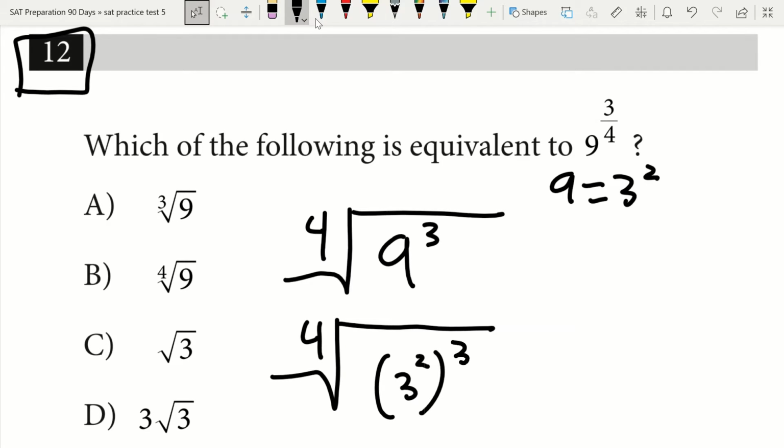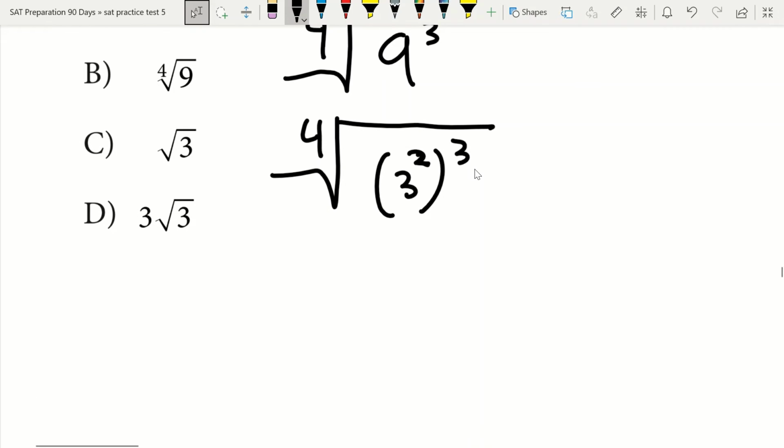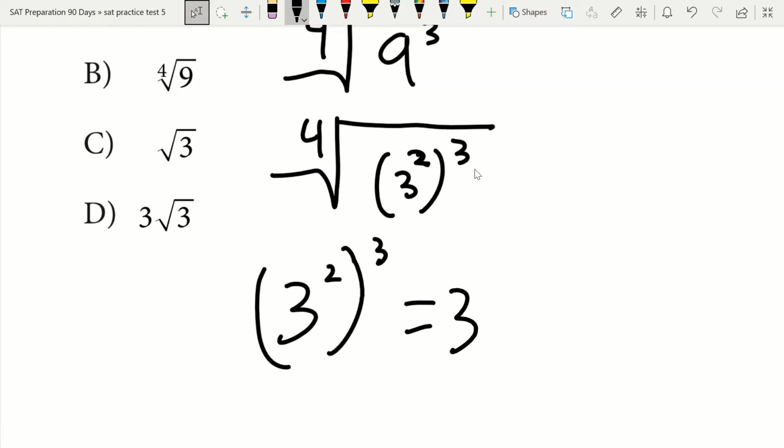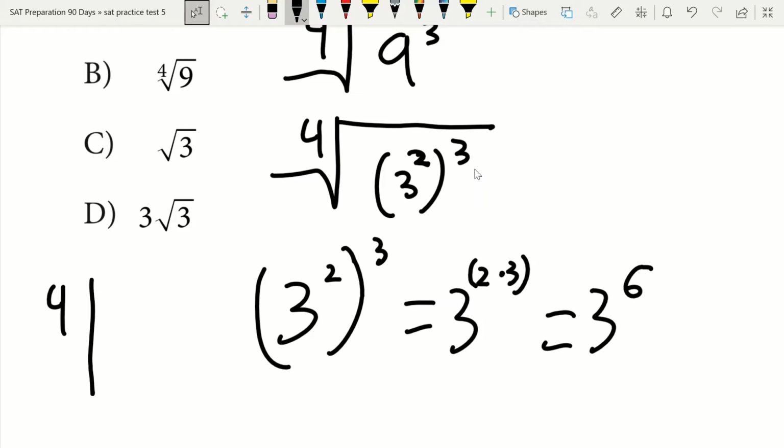3 squared to the third power. Now, one thing that we know is that with exponents, when we have something like 3 squared raised to the third power, and I'll rewrite that, let's say we have 3 squared raised to the third power. Anytime we have a power raised to a power, we're going to multiply them. So that's going to equal 3 to the power of 2 times 3, which is going to equal, obviously, 3 to the 6th power.